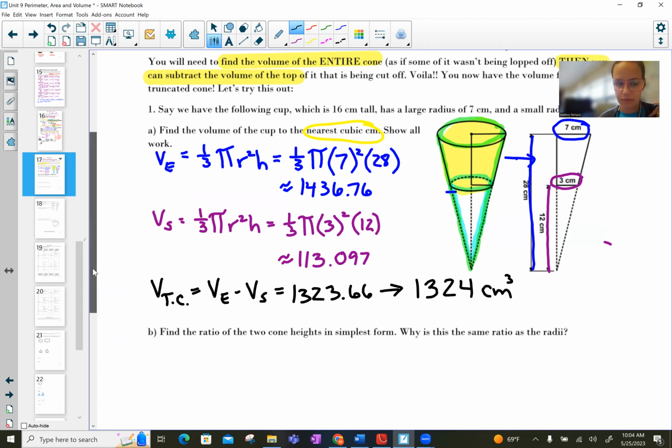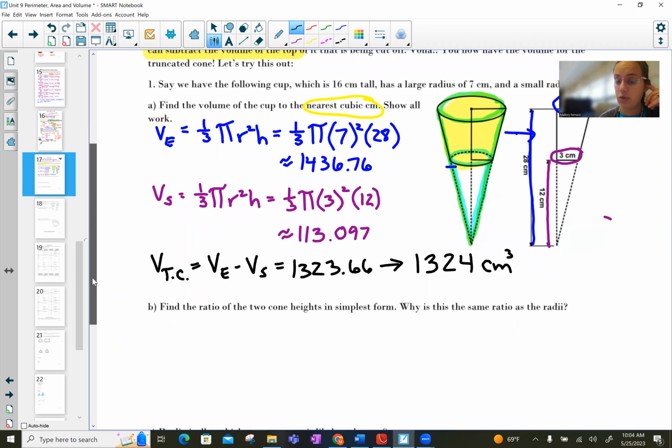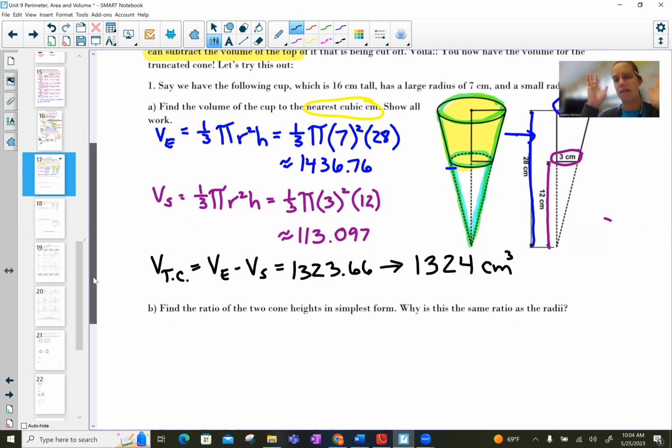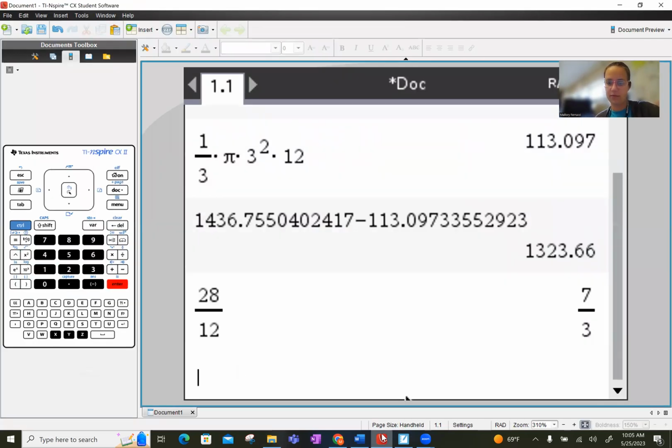Now, let's check to see the ratio of the two cone heights in simplest form. We have the entire cone and then we have the smaller cone. The bigger cone's height is 28, and the smaller cone's height was 12. We could put that right into our calculator, and it simplifies it for us. It's 7/3.